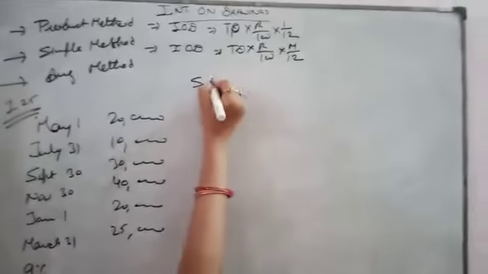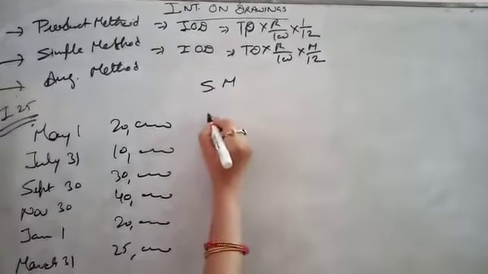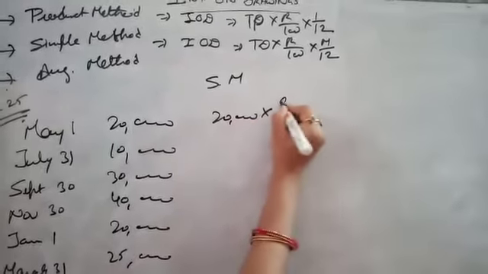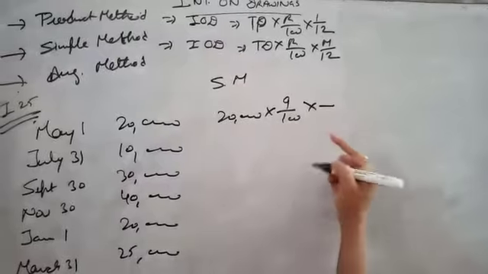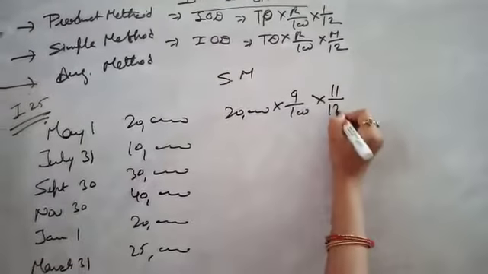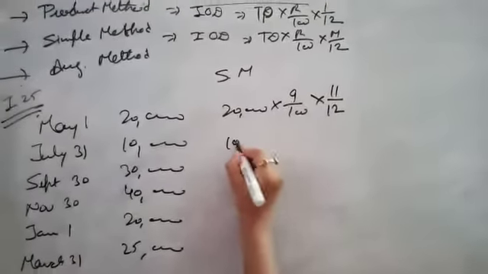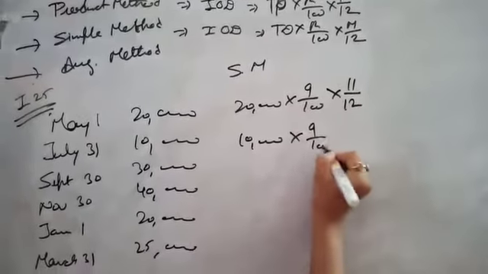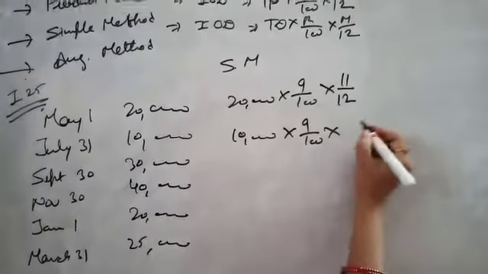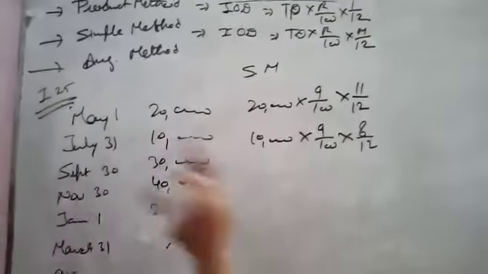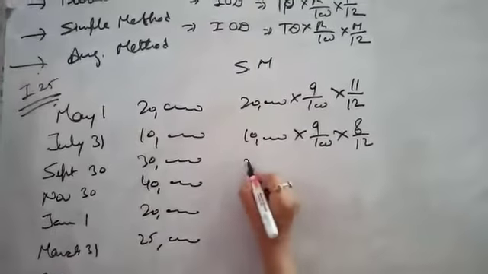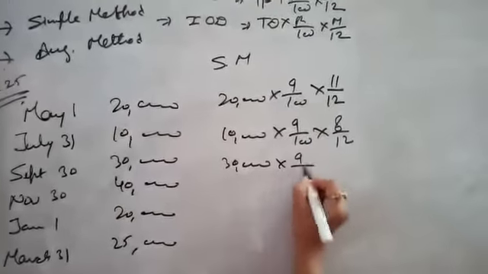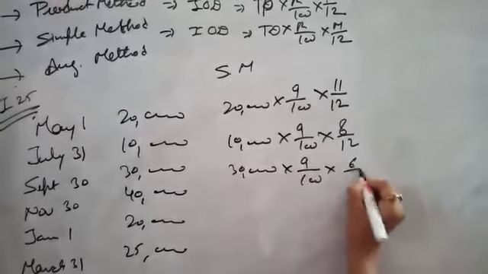So according to the simple method, the formula is total drawing, that is 20,000, into rate 9 by 100 into months by 12. Months from 1st May, it is 11 months, 11 by 12, right? Then 10,000 into 9 by 100 into months by 12. Now the months are 8 by 12. How 8? From 31st July to 31st March, right? So for September, it is 30,000 into 9 by 100 into 6 by 12.